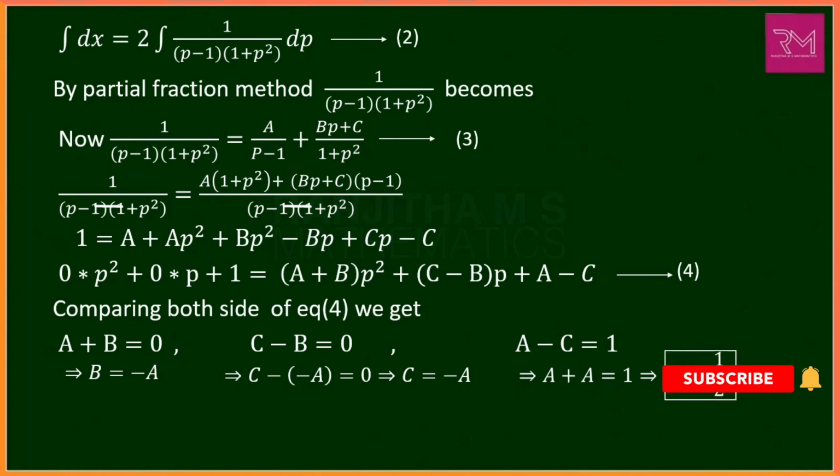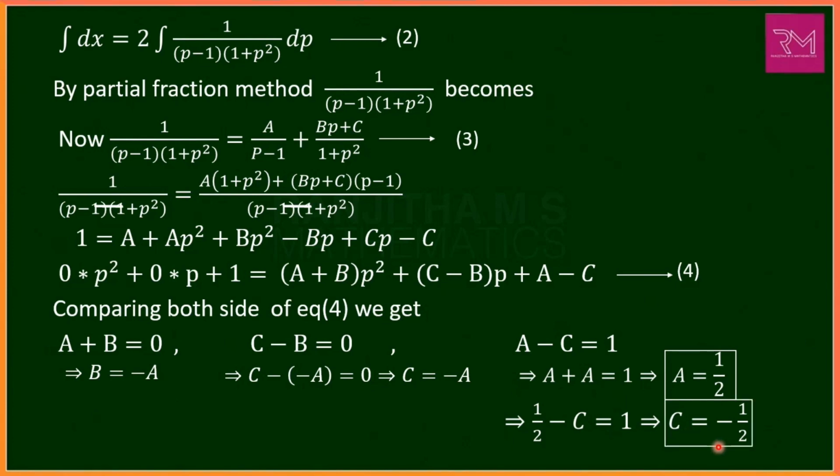Next step, substitute a is equal to 1 by 2 in this equation. In the place of a we substitute 1 by 2 minus c, which is equal to 1. So take this minus c to the right hand side and 1 goes to the left hand side, that becomes 1 by 2 minus 1. We get the value of c as minus 1 by 2.